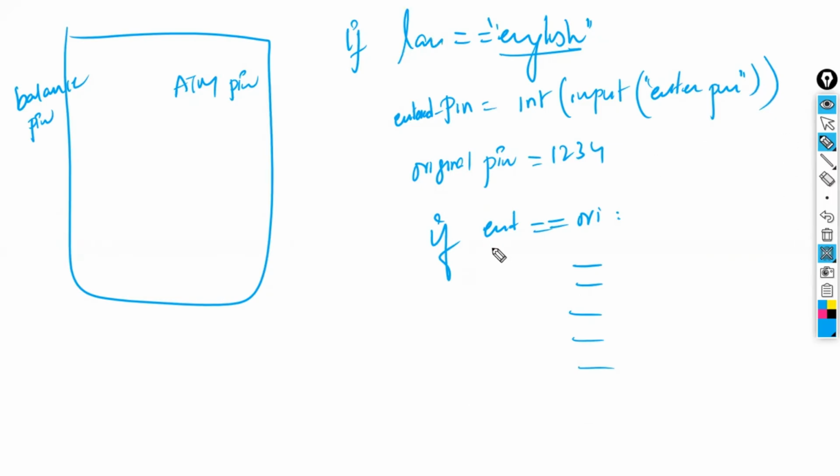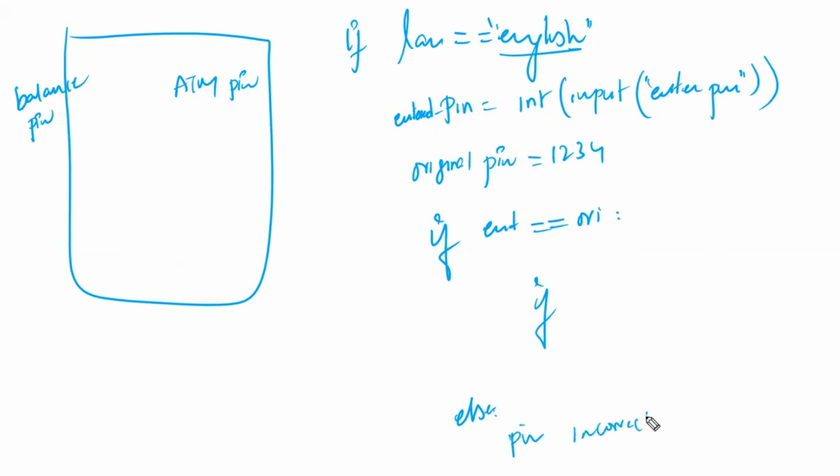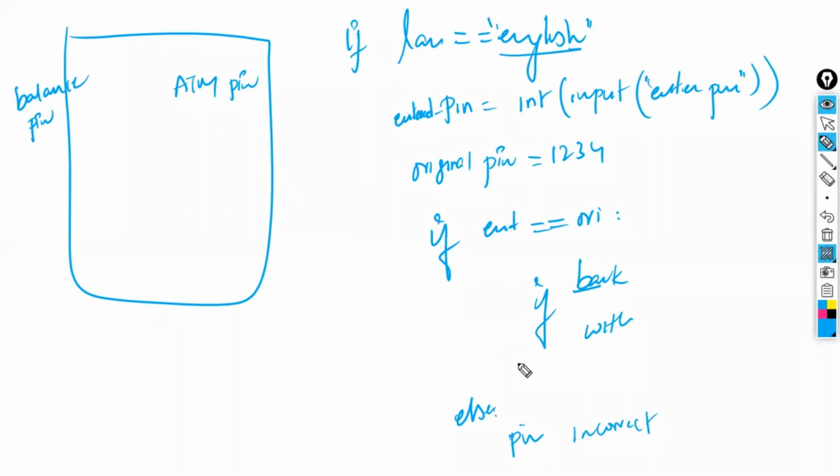Now within this, again, one more if is there. Within this, if the PIN is correct, only then it will show the next screen. Otherwise, it will directly show that the PIN is incorrect. If the PIN is correct, it will show multiple options, whether you want the bank statement or whether you want to withdraw. Again, inside that one more if is there.